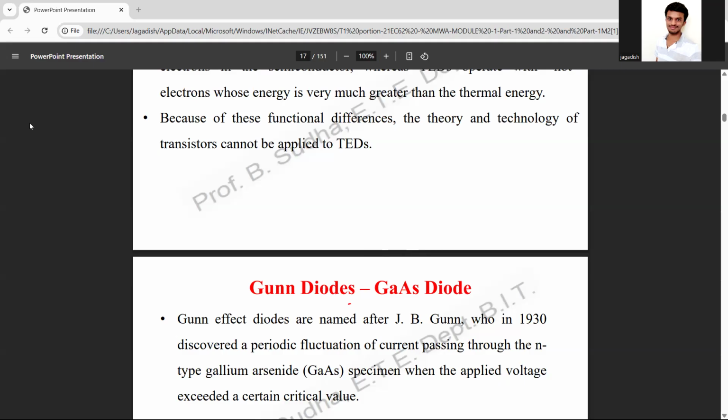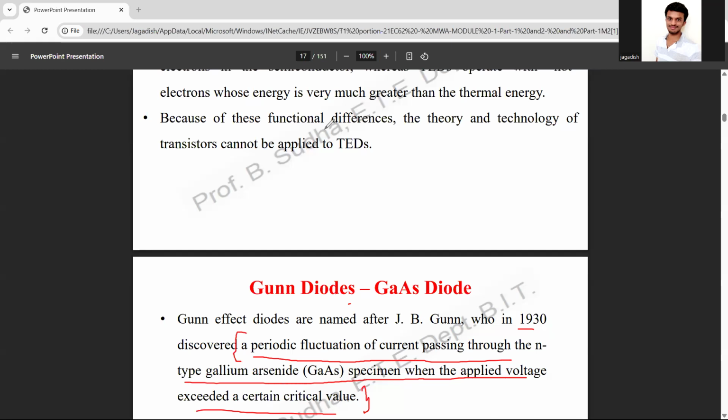The introduction part is very much important. Gunn diode is very much important for 10 marks. So, how to start? Gunn effect diodes are named after J.B. Gunn. The years and all, if you remember, you can write 1930. Discovered a periodic fluctuation. This point is very much important, students. You have to write a periodic fluctuation of current passing through the N-type gallium arsenide specimen when the applied voltage exceeded a critical value. This definition you have to write. Like this only you have to write, because this is mentioned in the textbook.